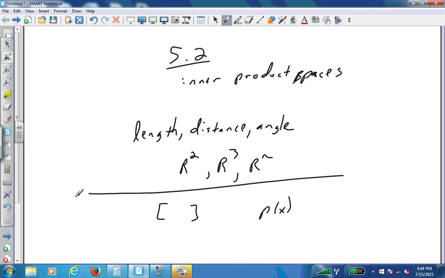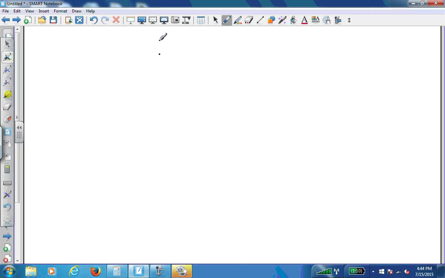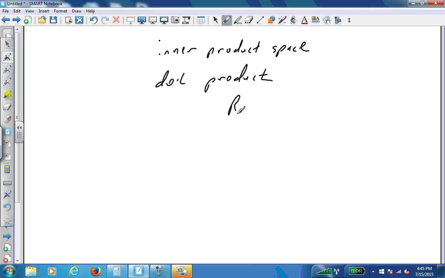So one inner product space that we've looked at is the dot product. And the dot product is an inner product space that's specific to Rn, and it's often referred to as the Euclidean inner product.